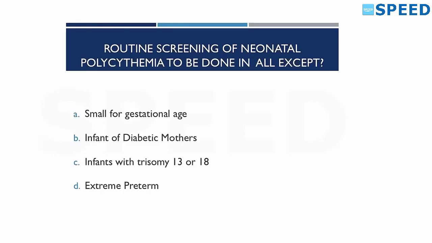Which of them will not require screening? The answer for this question seems to be D. The reason is small for gestational age, as you have seen in a case scenario, is well known to have been associated with polycythemia. And in the etiology of polycythemia, we have also seen that infants of diabetic mothers are well known to be at risk of polycythemia. Trisomy 13 or 18 also will have a risk of polycythemia.